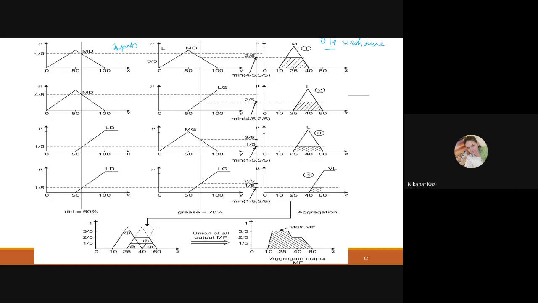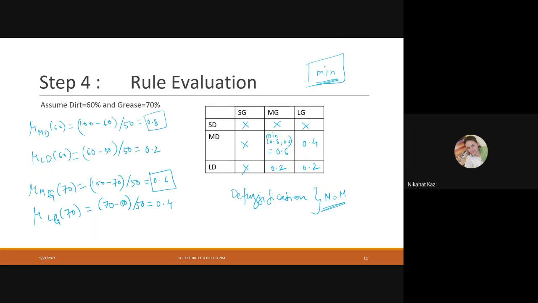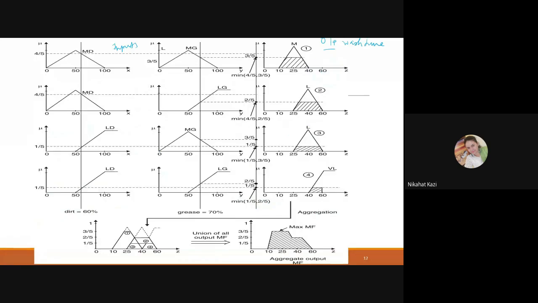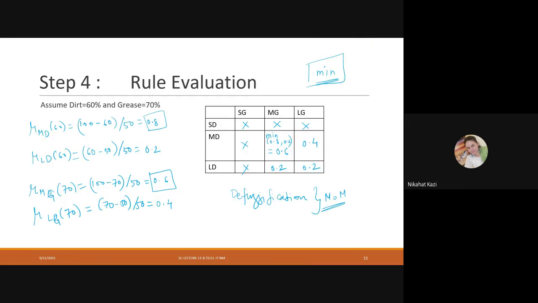Now, the simplest way of doing it is we use mean of max. So if you're using mean of max, you need to look at the max peak and then apply mean of max. That is why we're taking the max value here, 0.6, and then applying the mean of max. So 0.6 is the membership value for which particular rule, this particular rule.